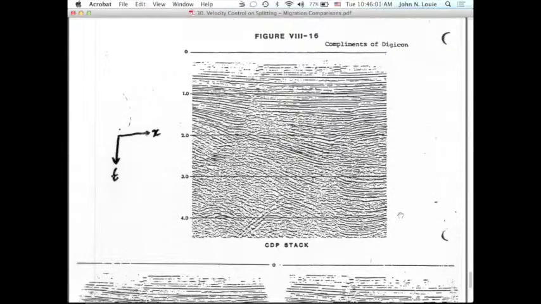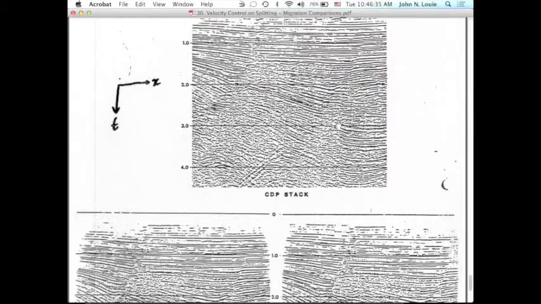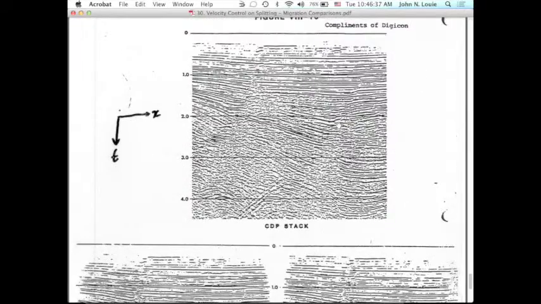Here are some other examples. I'm sure you guys have seen some things that are much, much better, but I still find these useful. Here's a CDP stack. You can obviously see that there's some growth faults in here, at least I think they're growth faults, that then died out and don't necessarily disrupt the packages above. So that's the CDP stack, two-dimensional.